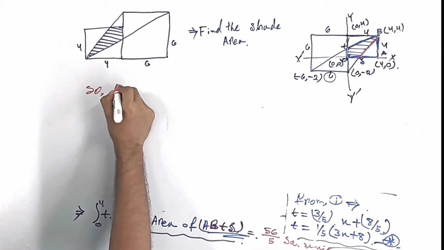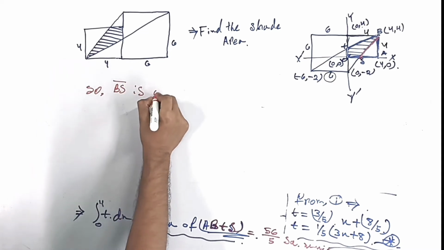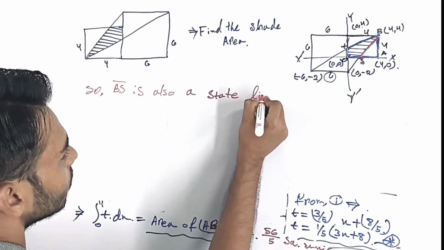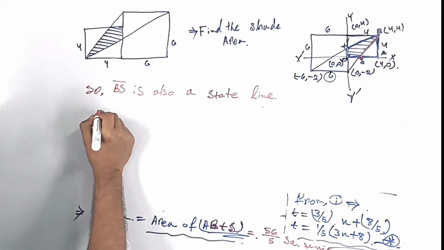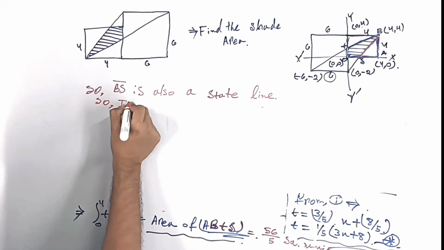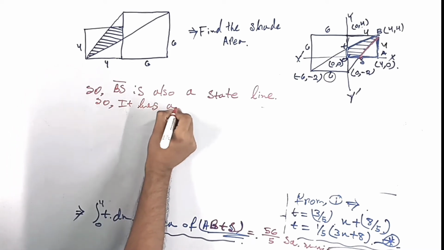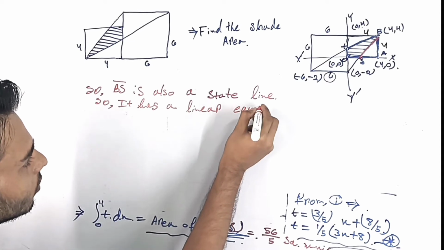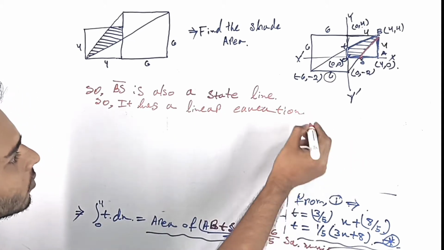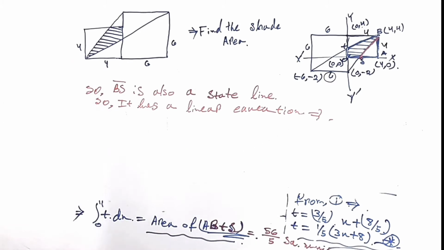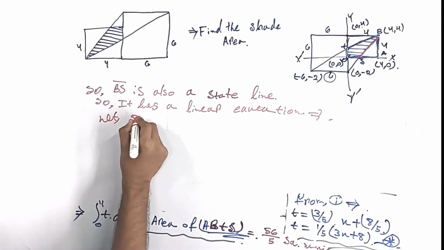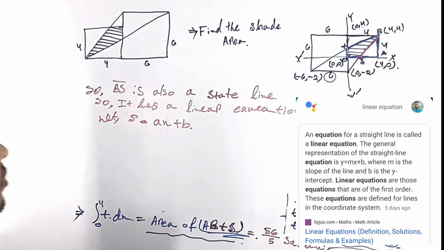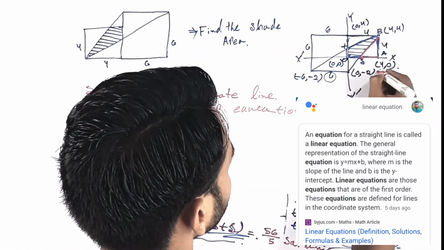So BS is also a straight line, so I can say it has a linear equation, you know that I know it from this picture as well. So I can write it down, let S equals, also you know from t, ax plus b, as a and b are constant terms and this point is 4.